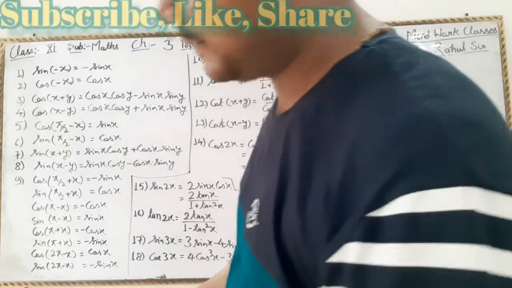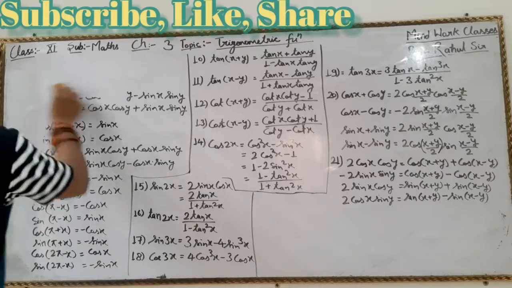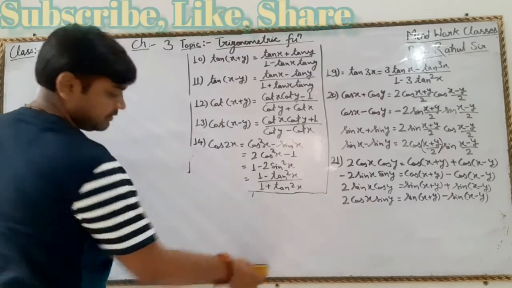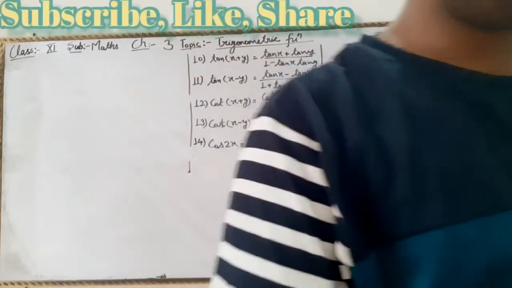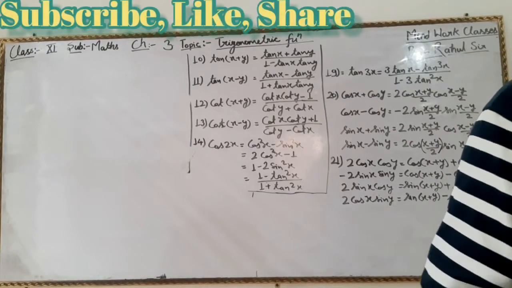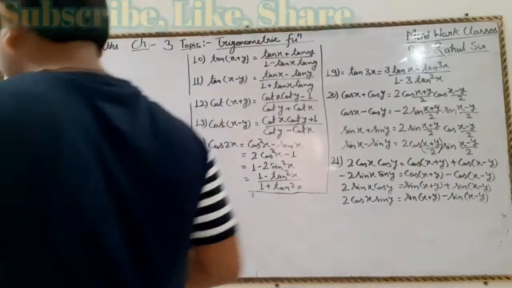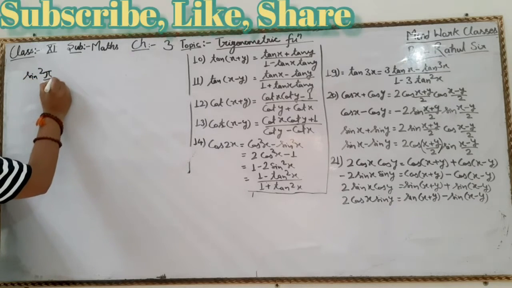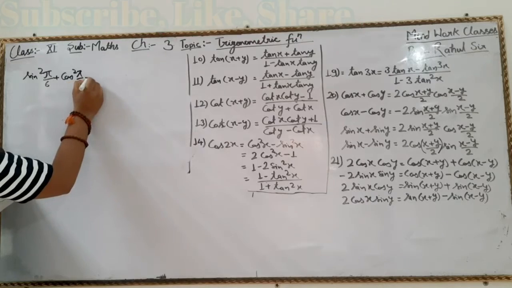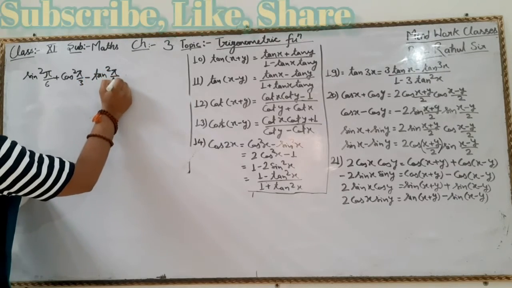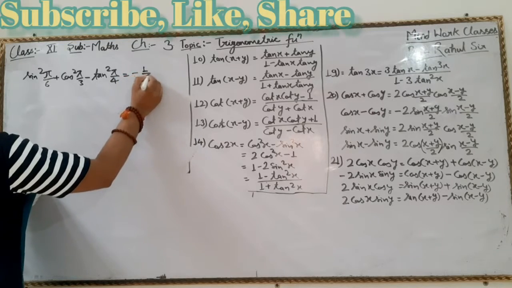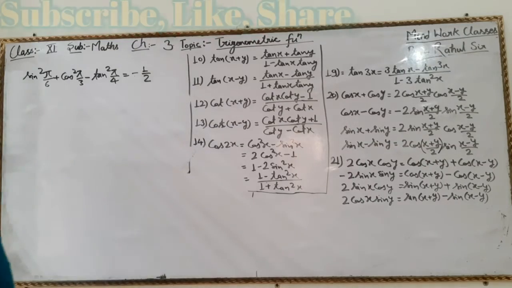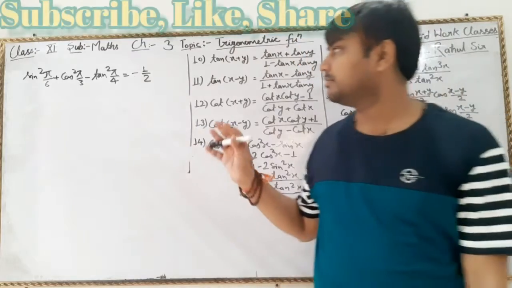Now let's come to the exercise. In the first question, we are given an equation and we have to prove that sin square pi by 6 plus cos square pi by 3 minus tan square pi by 4 equal to minus 1 upon 2. This is a very simple question.